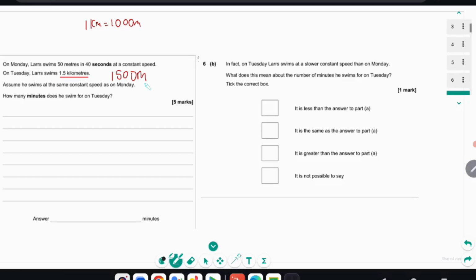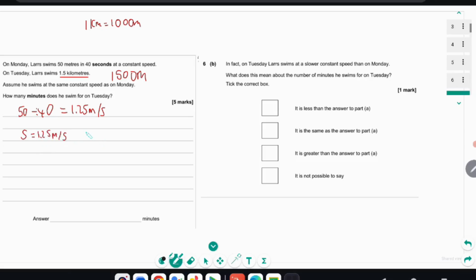So assume he swims at the same constant speed as on Monday. So what is the speed on Monday? 50 divided by 40 will give you how many metres he does per second. So 1.25 metres per second. Assume he swims at the same constant speed. So the speed is 1.25 metres per second.